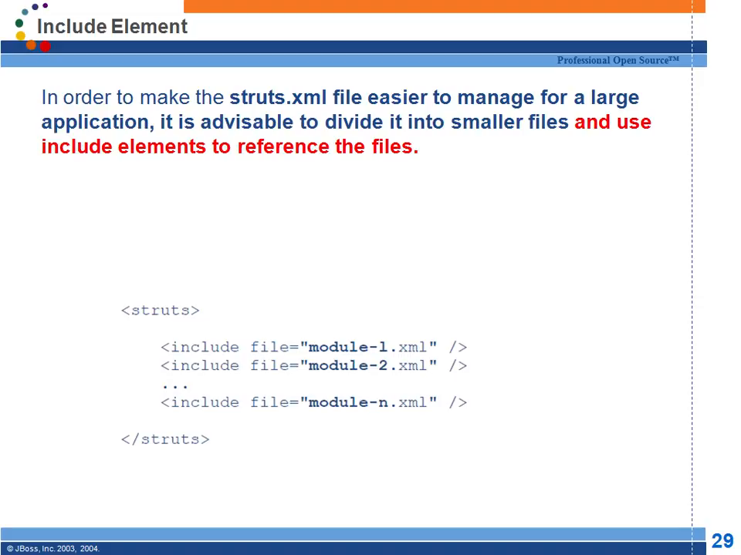Now, if your application is too big, what you can do is split your XML file into multiple XML files. And inside one main XML file, the struts.xml file, you say include module1.xml, include module2.xml. So you can split your actions into multiple XML files and include them inside the main struts.xml file by using the include tag. Right?